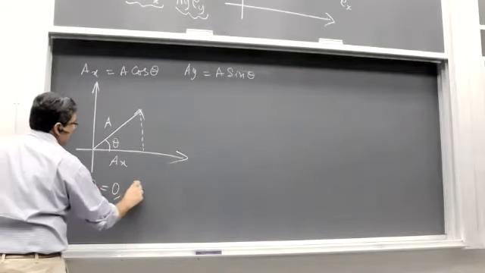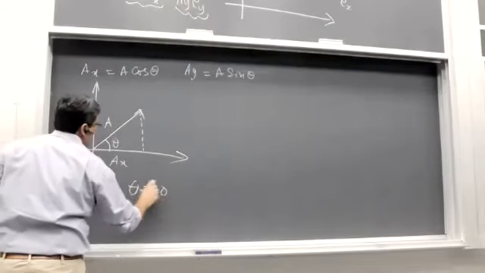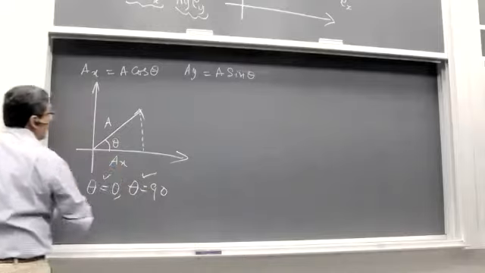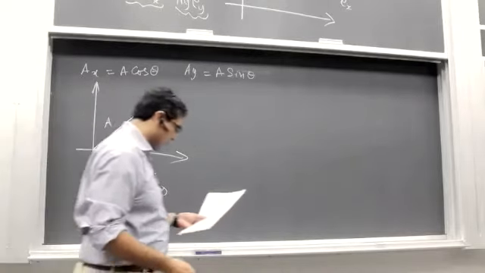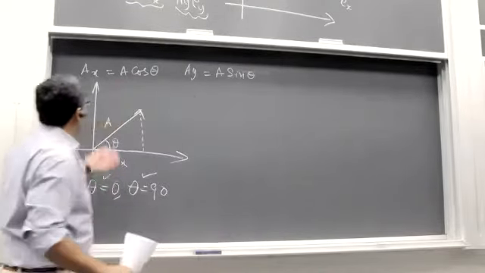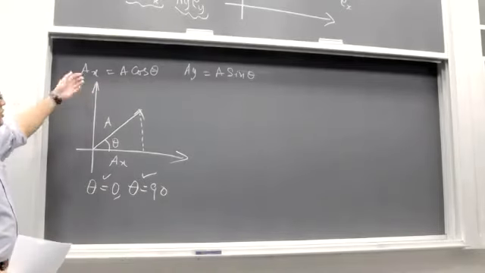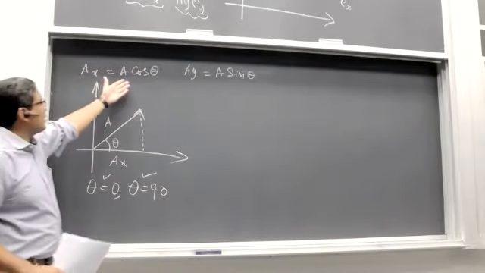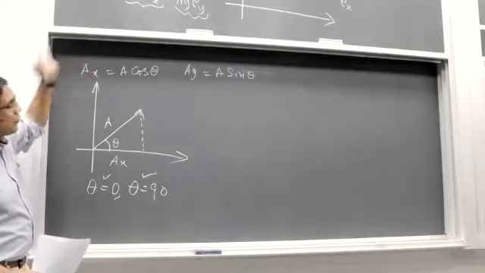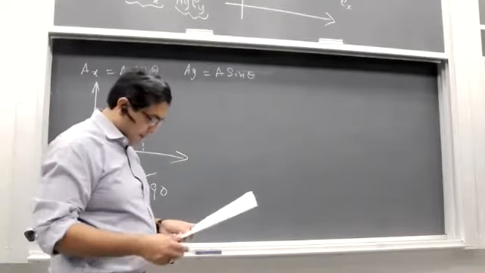Theta 0, theta 90, these components or decomposition also always works. This is when you decompose or resolve a vector into its components. So if you know the vector and its direction, you can find the components, and if you know the components, you can find the vector.